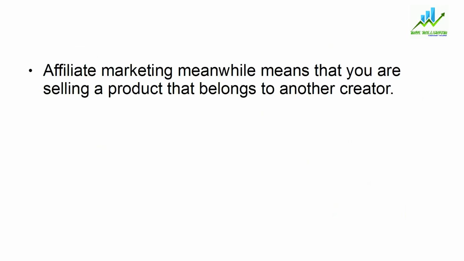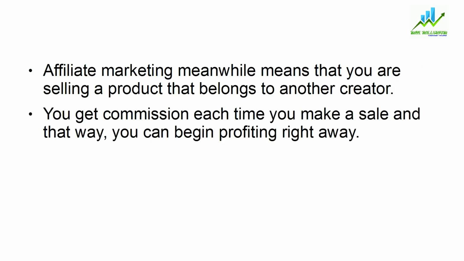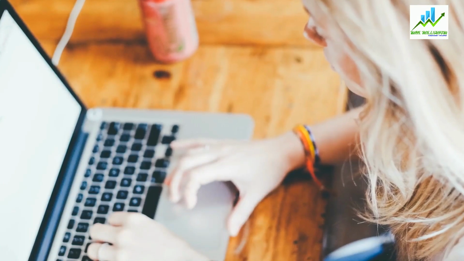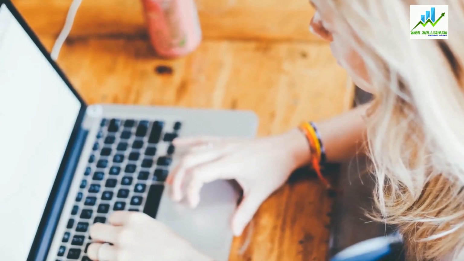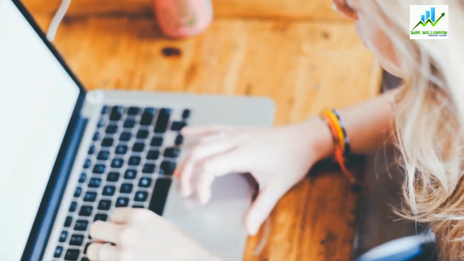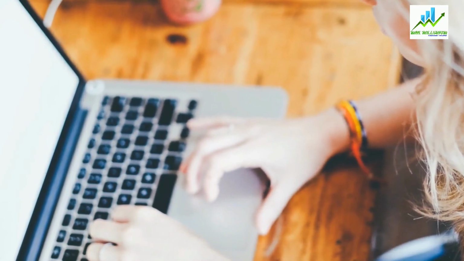Affiliate marketing, meanwhile, means that you are selling a product that belongs to another creator. You get commission each time you make a sale, and that way you can begin profiting right away. The great thing about affiliate marketing is that you often will get 75% or more of the total profit, meaning you actually earn more than the creator. The advantage of affiliate marketing, of course, is that there is zero upfront expense. You begin selling something that already exists. There's no need to purchase a license.